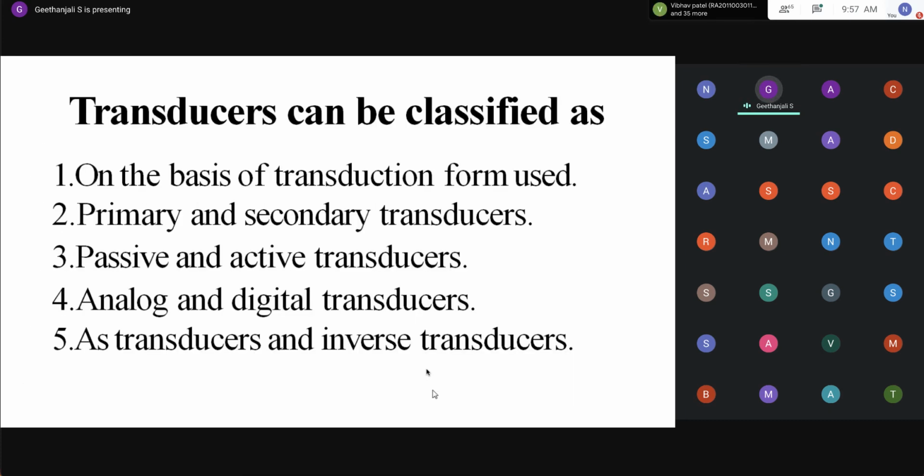So the transducers can be classified into 5 types. One is based on the transduction form used. The second one is based on primary and secondary transducers. The third one is passive and active transducers. The fourth one is analog and digital transducers. The fifth one is transducers and inverse transducers. So these are the main types of transducers. Let us see the 5 types in detail.